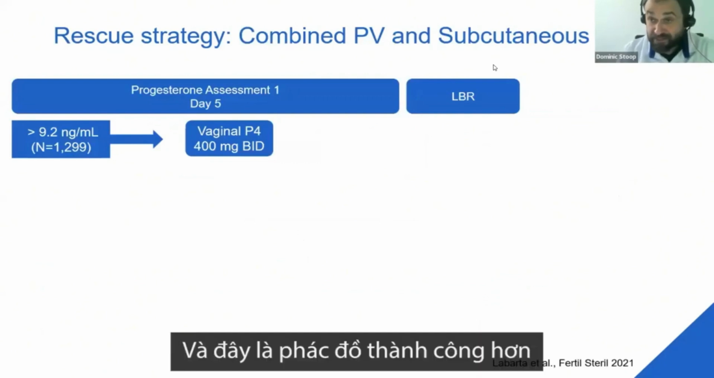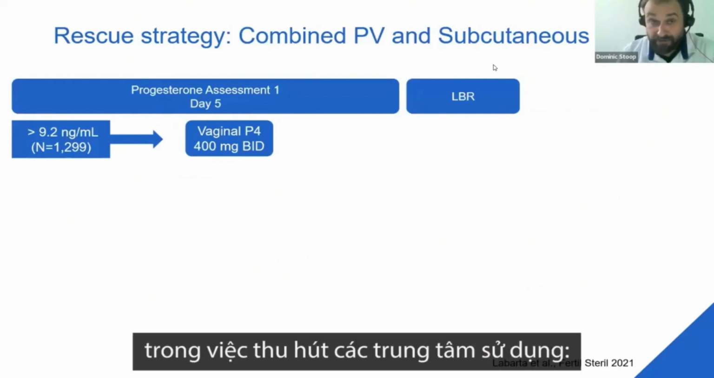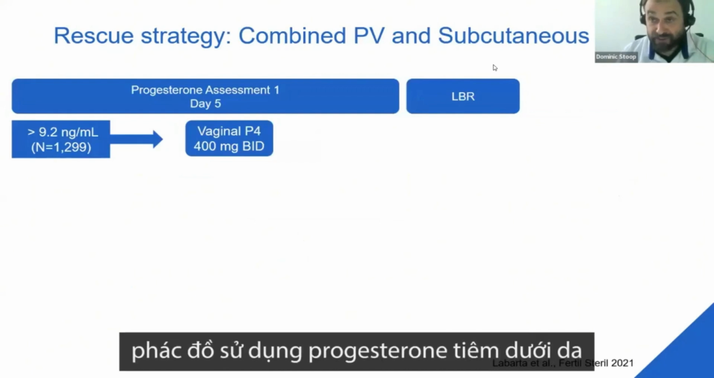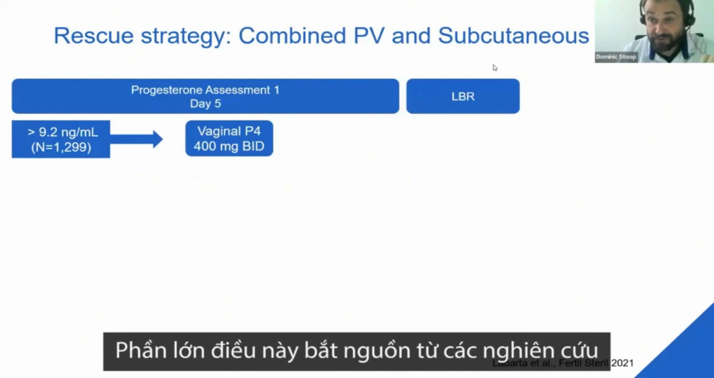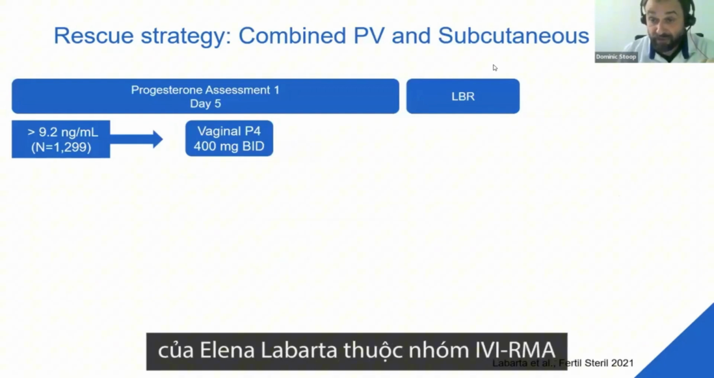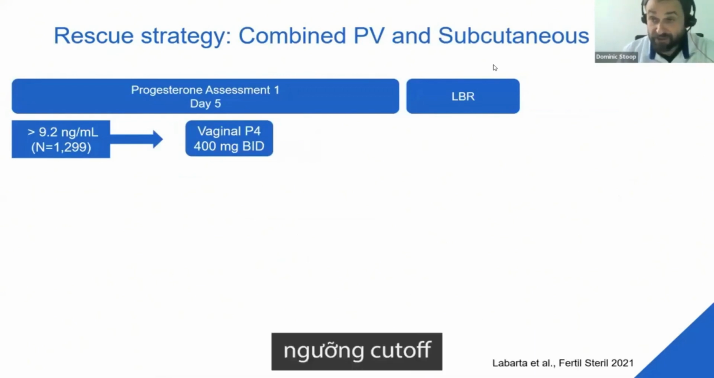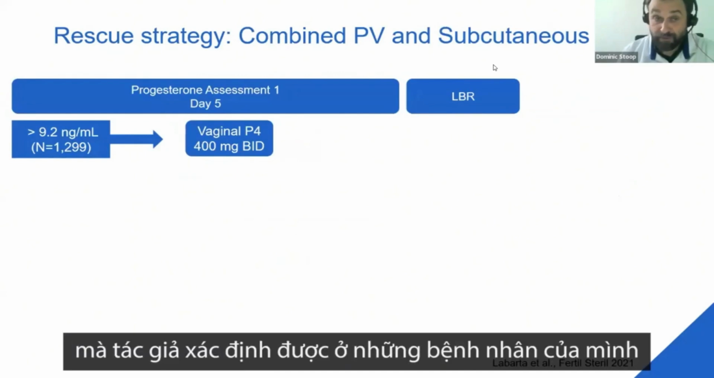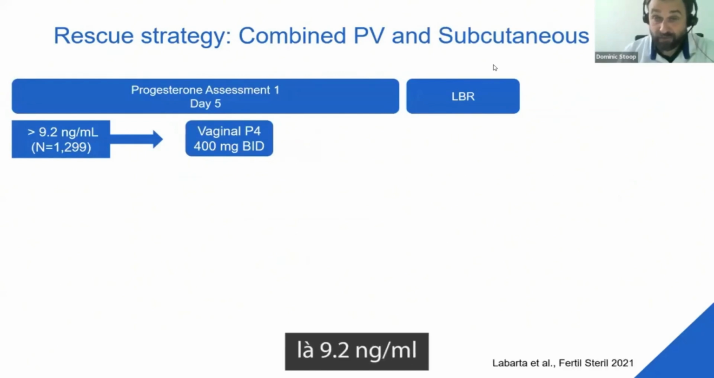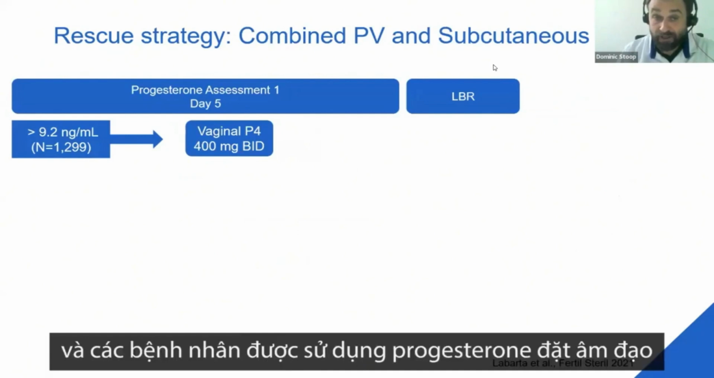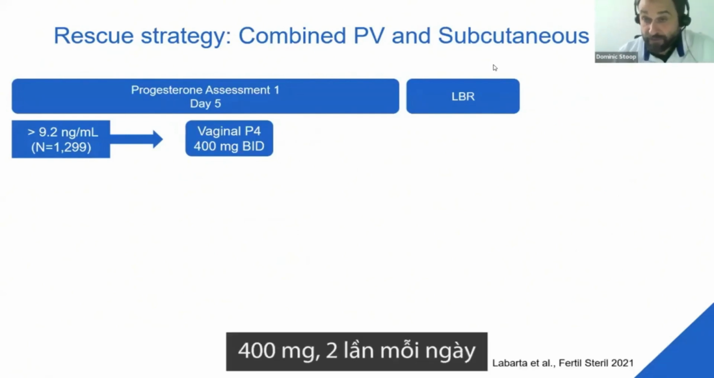Now, a strategy which has been more successful in uptake among clinics is the one where subcutaneous progesterone is administered. Most of this is derived from studies from Elena Labarta, from the EVRMA group, where patients, and this is a cutoff that she identified in her patient population, 9.2 nanograms per ml, were given vaginal progesterone 400 milligrams twice a day.